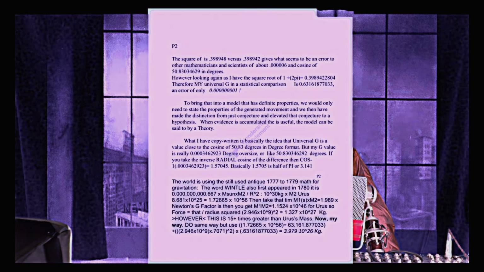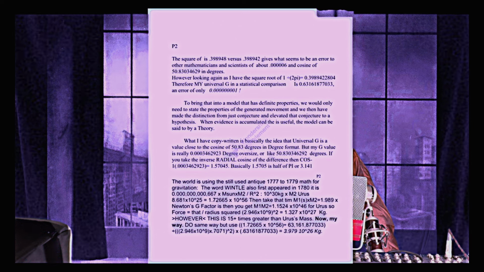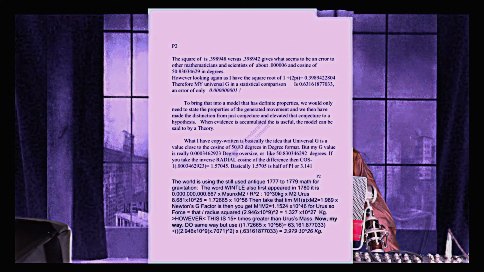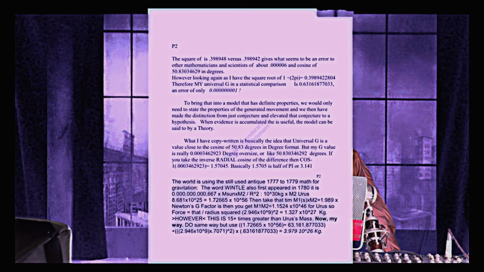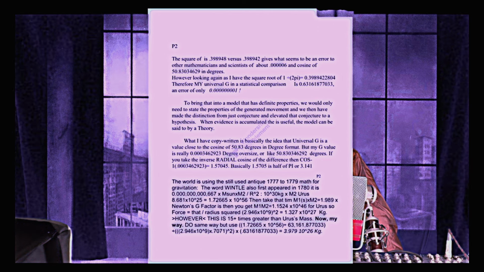What I have copywritten is basically the idea that universal G is a value close to the cosine of 50.83 degrees in degree format, but my G value is really 0.000346292 degrees over size, or like 50.830346 degrees if you take the inverse radial cosine of the difference. Cosine minus 1 is 0.000344629, which equals 1.57045. Basically 1.505 is half of pi.